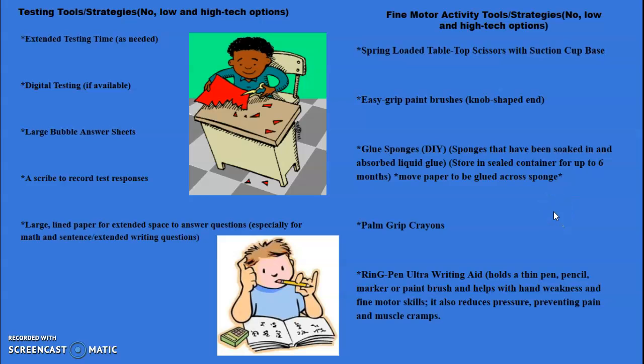Instead of having to struggle with fine motor skills needed to use a glue stick or to squeeze a glue bottle, Sammy could move the paper to be glued across the sponge. Looking at other art supplies, palm grip crayons, which are also egg-shaped, would be easier for Sammy to grip than a traditional thin crayon. Looking at a ring pen ultra writing aid, it is made to hold thin pens, pencils, markers, or paintbrushes. It helps to reduce hand weakness, and it helps with fine motor skills.